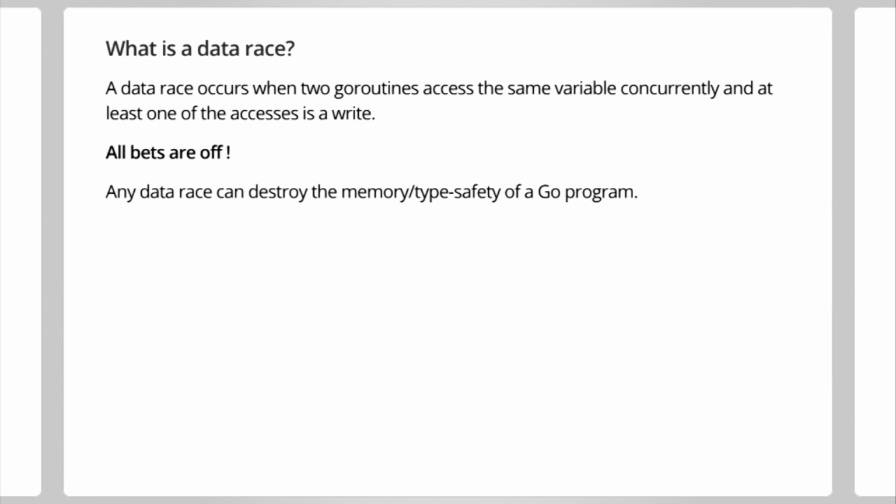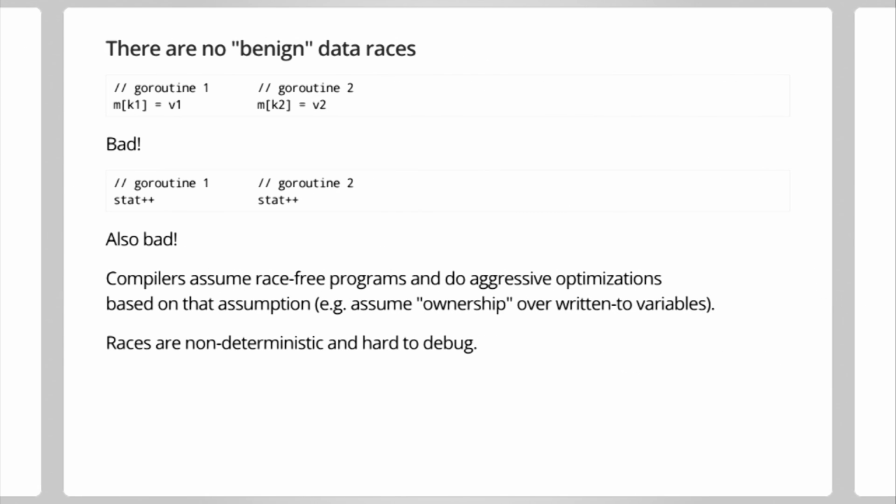Any data race can compromise correctness, stability, and security of your program. So if you insert concurrently into a hash map, that's obviously bad. The hash map can be corrupted. But even if you just increment a stat counter concurrently, that also can corrupt memory. Why? Because compilers assume that your program is race-free and do aggressive optimizations based on that assumption.